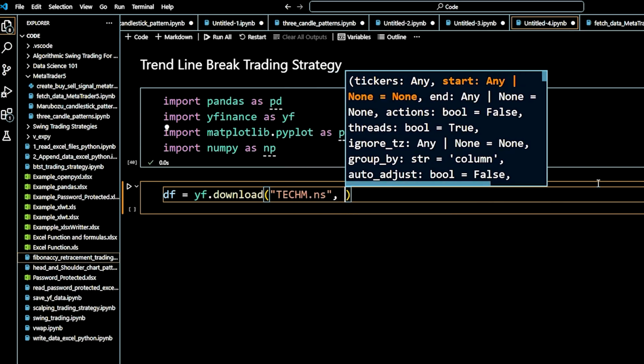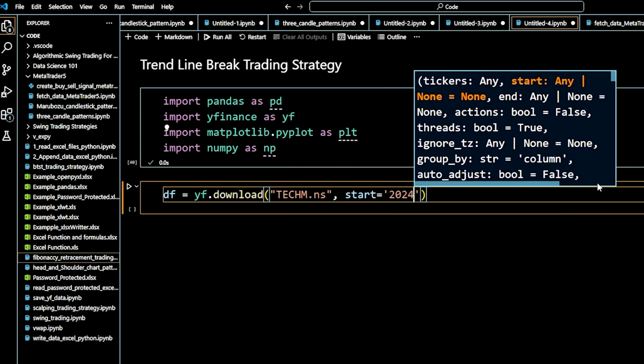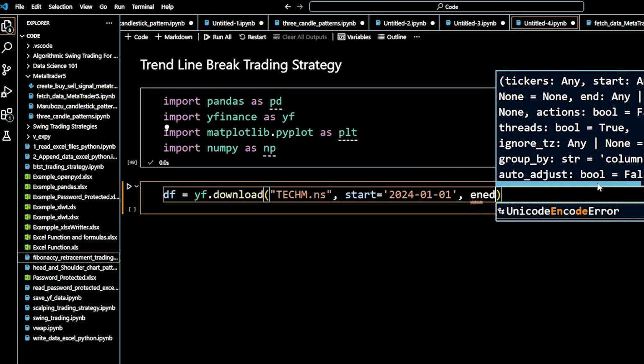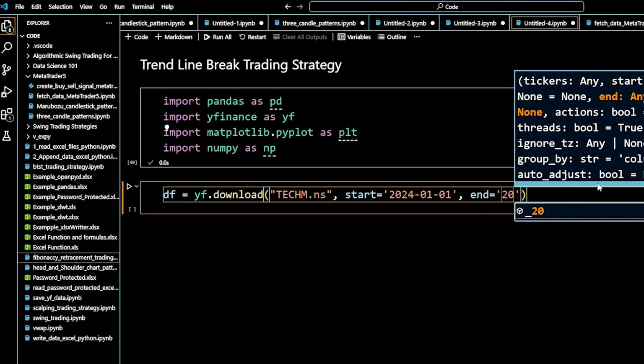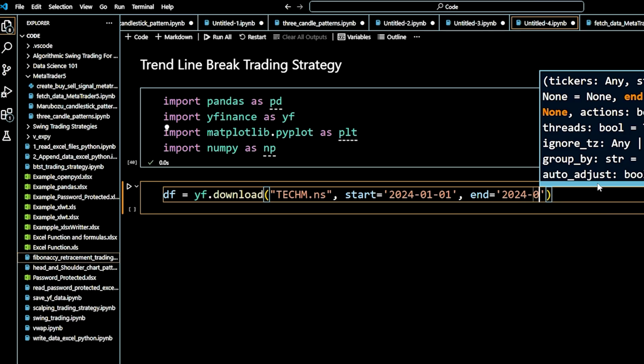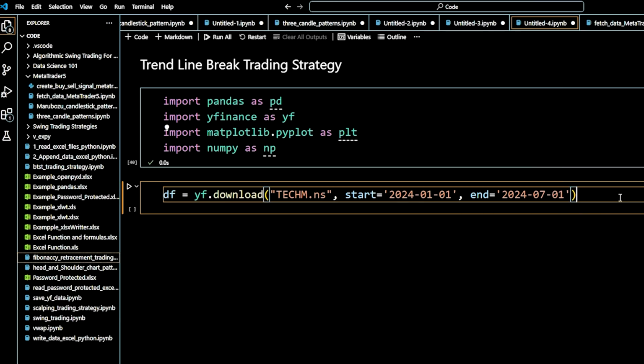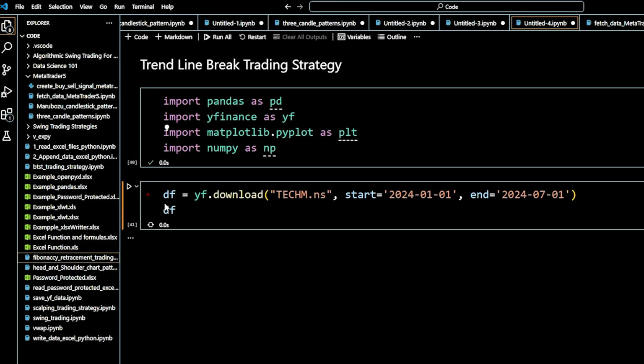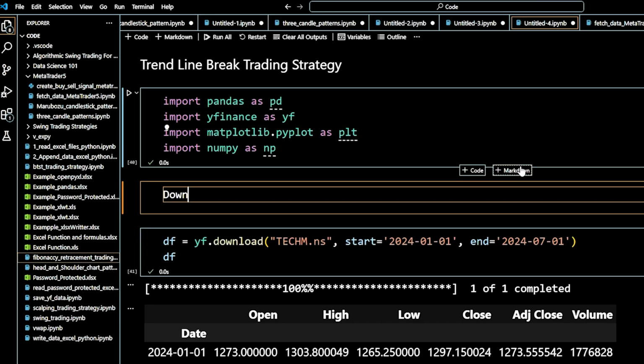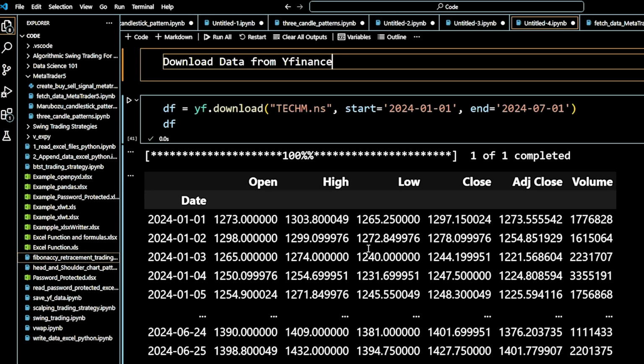I'll give the start time as, let's say, 2024-01-01 and the end as 2024-07-01. Let's see if we have the data. For that I'll just write this one. Okay, so we have the data. I'll just download data from yfinance. So we have the data.